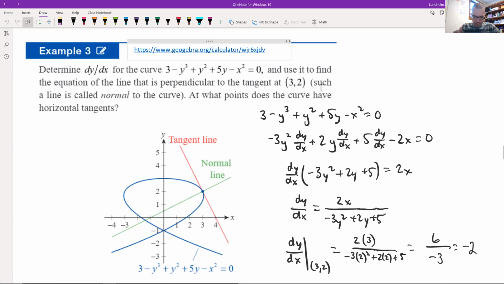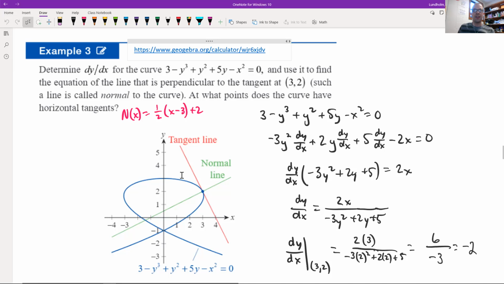The equation for the normal line, we could call it normal line, but 1/2 times x minus 3 plus 2 gets us there in terms of being a line. And then, at what points does the curve have horizontal tangents?